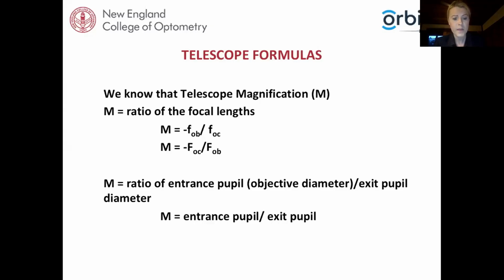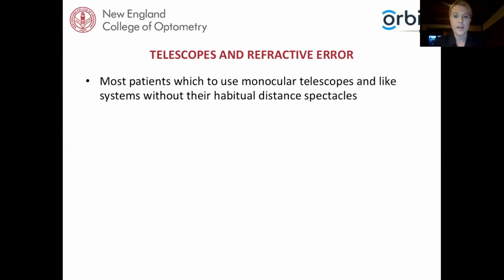And so the magnification of the telescope is a relationship between the entrance pupil size and the exit pupil size.